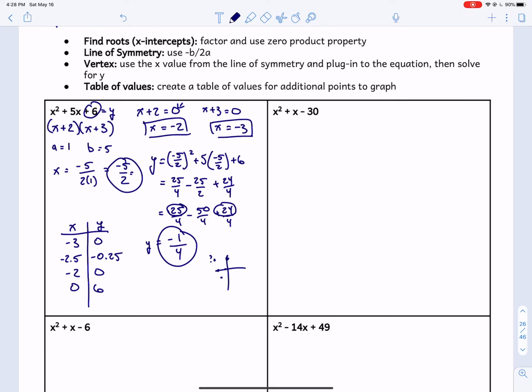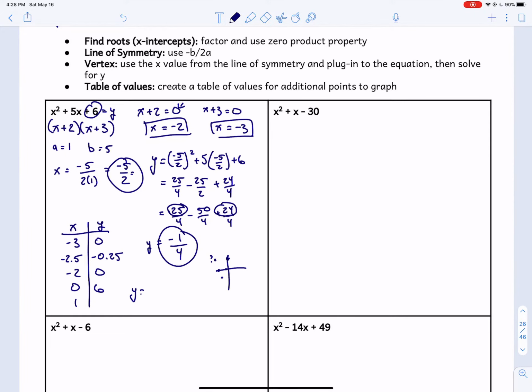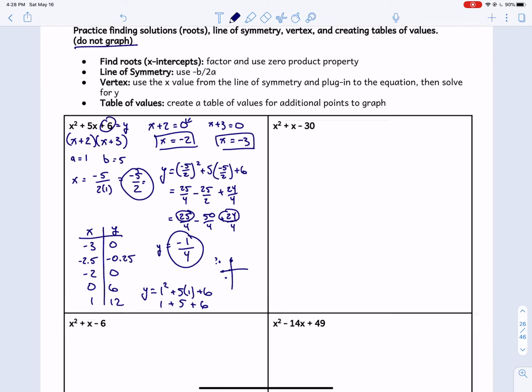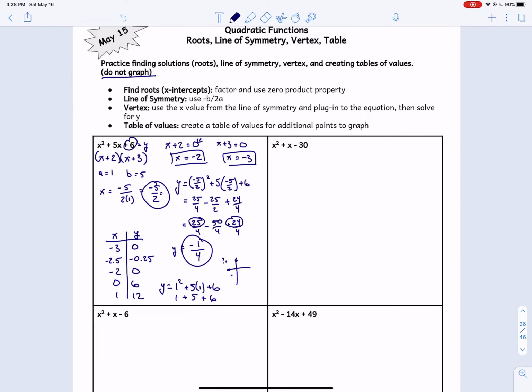So what if I wanted just a 1? So x equals 1. Then we substitute in. So we get 1 squared plus 5 times 1 plus 6. So 1 plus 5 plus 6, which is 12. So there you go, 5 points. And that would definitely be enough to see what this looks like.